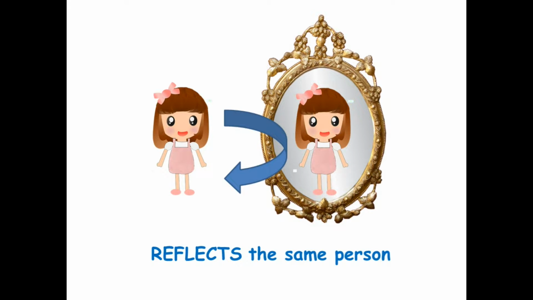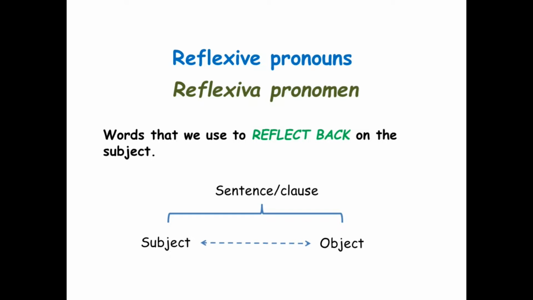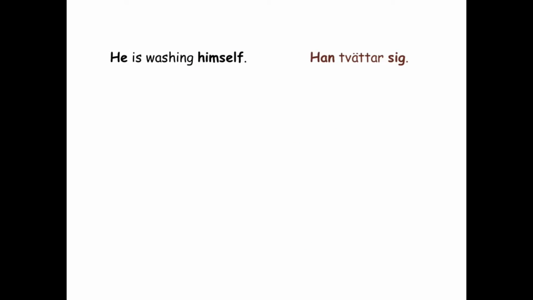Now let me clarify in detail. What are reflexive pronouns or reflexiva pronomen? Reflexive pronouns are words that we use to reflect back on the subject. Again, reflect back on the subject. In other words, the subject and the object in a sentence or a clause are the same. Let me give you examples. He is washing himself. In Swedish, han tvättar sig.